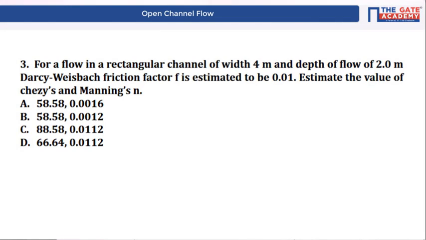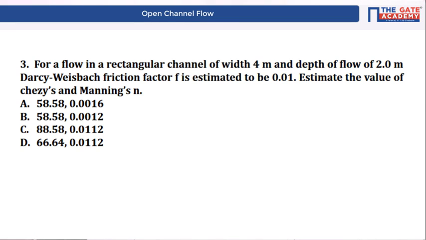So coming to the next part, that is the third question we have. For a flow in a rectangular channel of width 4 meter and depth of flow 2 meter, Darcy-Weisbach factor f is estimated to be 0.01. Estimate the value of Chezy's and Manning's constant. In these options, the first part is about Chezy's and the second part is about Manning's. So don't be confused in that part.